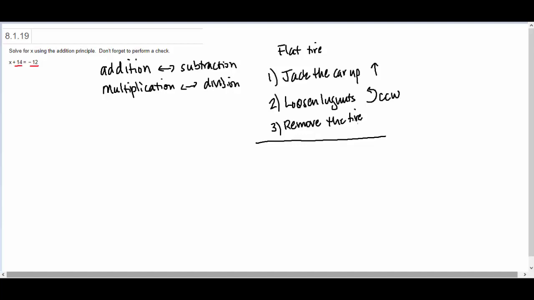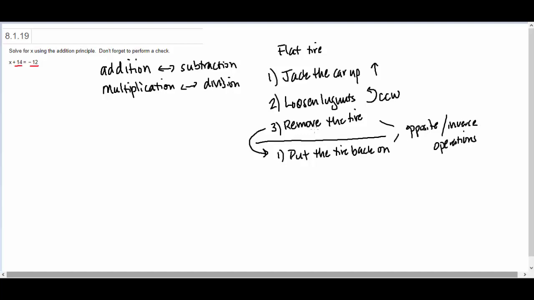You have to do the very last thing that you did, you have to undo that immediately. So the first thing we do is the opposite of the last thing we just did. The opposite of removing the tire is putting the tire back on, a spare or replacement tire. So these two things are opposite steps. They're inverse, which is probably the better way of saying it. They're inverse operations. One thing undoes the other.